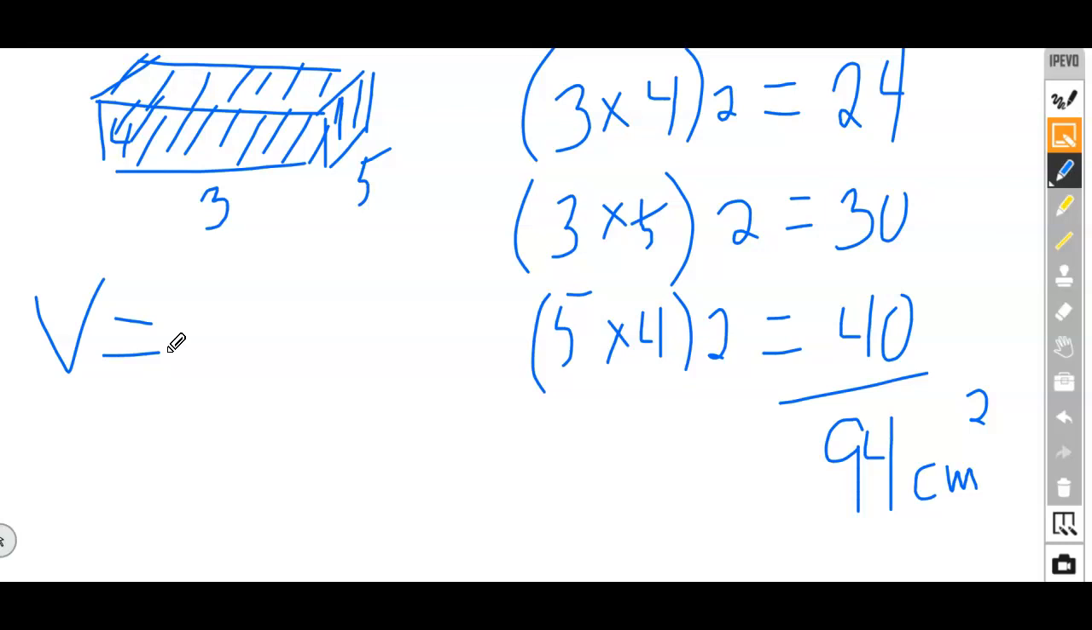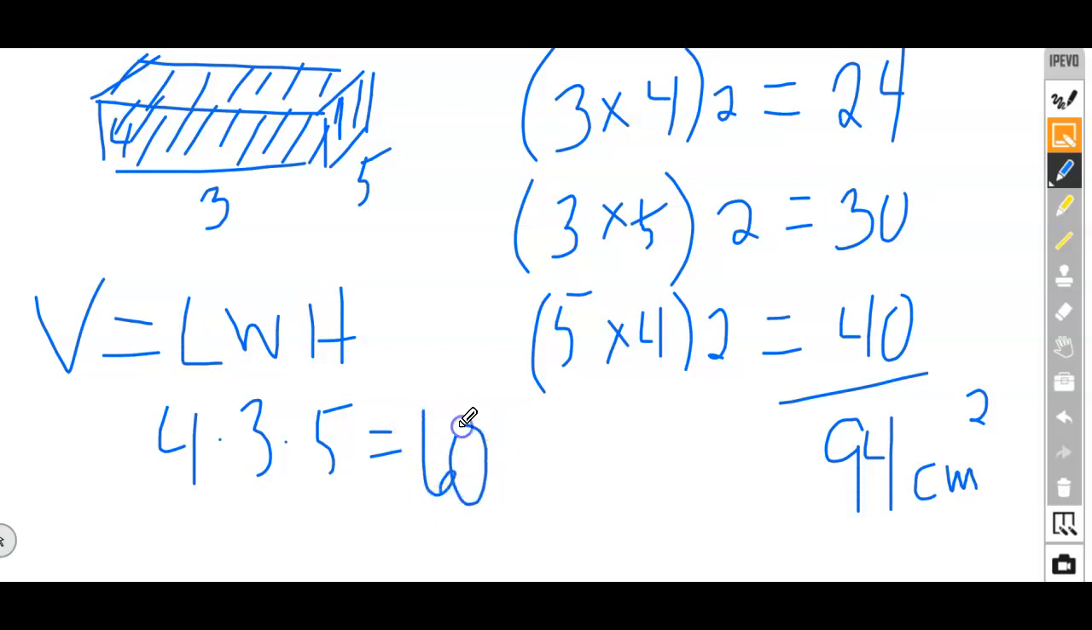Nope. David? Right, remember the length times width times height. So once again, Benjamin, all your perpendicular measurements, length, width, and height. So 4 times 3 times 5. And that's 60. And what do we do for the label on this one? Cubed. Very good.